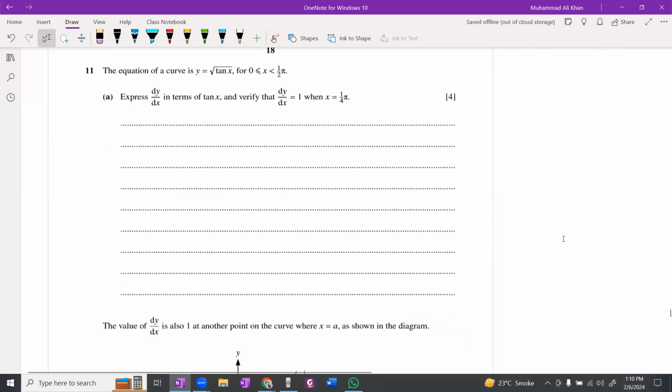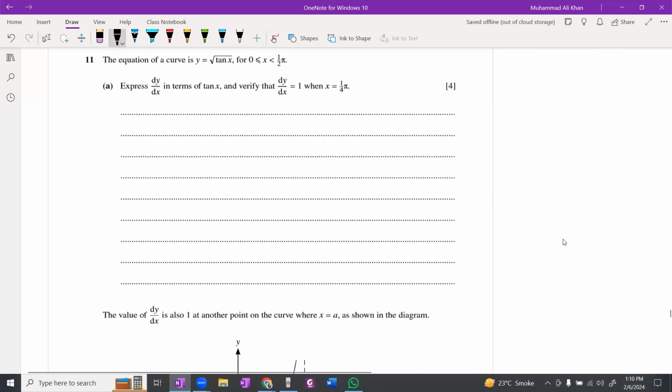Now after that, question number 11. The equation of the curve is y equals under root tan x, and we have to express dy over dx in terms of tan. So y equals under root tan x, this is given to you. We have to calculate the gradient, dy over dx in terms of tan, and verify that dy over dx equals 1 when x is pi by 4.